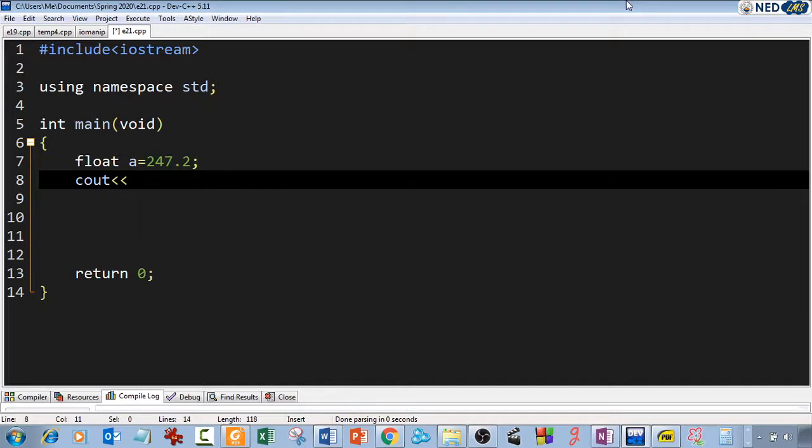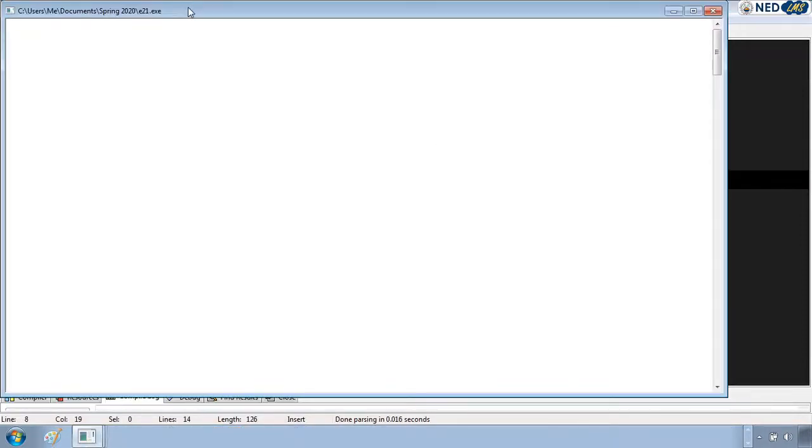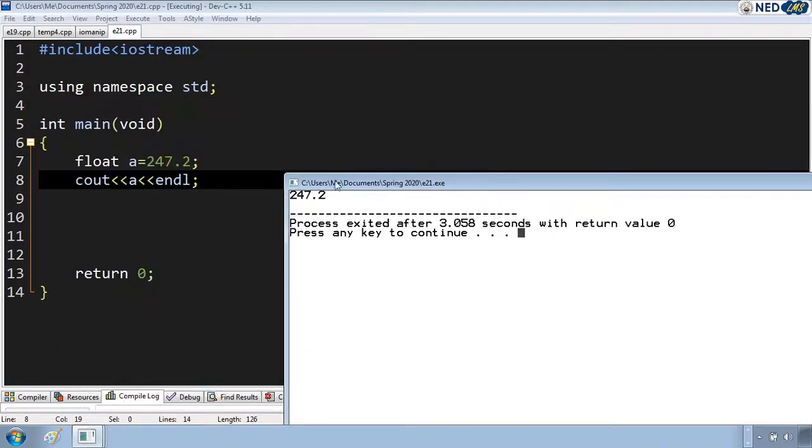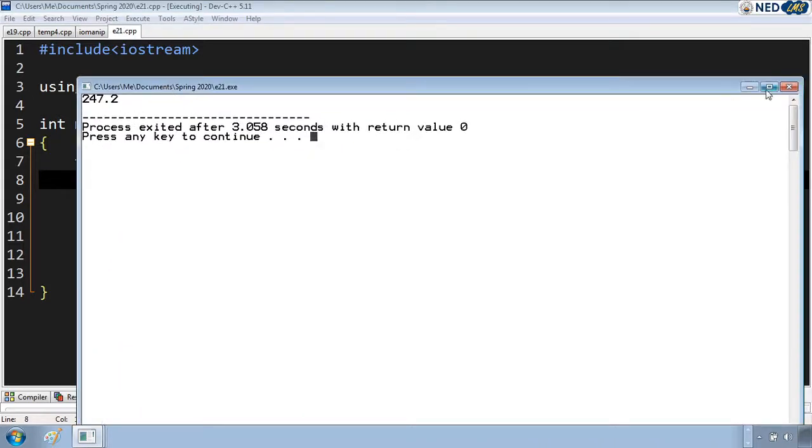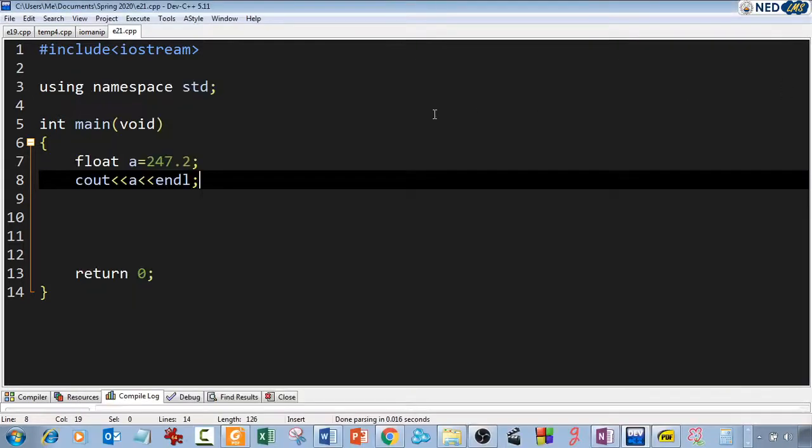cout, and then the value of a, and then endl. So let's run this code and see what we get. We are getting 247.2. Actually, floating point means that the decimal point floats, and it has something known as a variable precision. We are going to discuss that in the next part of this lecture. But let's see if we can set the precision.